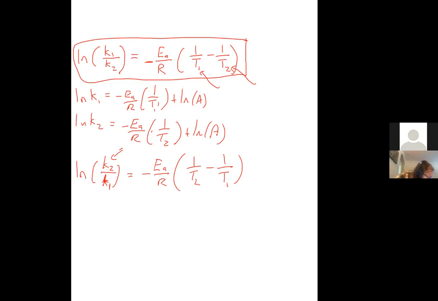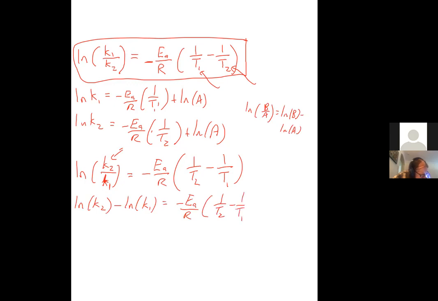This can be written as ln of K2 minus ln of K1, okay? It's a logarithm issue. Ln of B over A equals ln of B minus ln of A. So I'm just doing that there. Okay. All right, let's go through the problem.